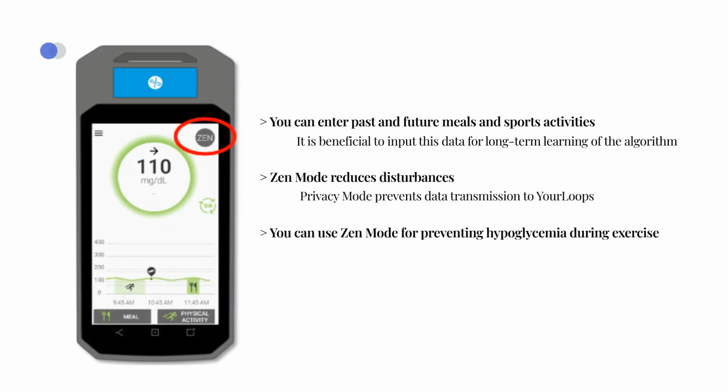If you didn't have a chance to announce your sporting activity in advance, you can use Zen mode to receive less insulin temporarily and prevent hypoglycemia during exercise. However, note that Zen mode won't suggest rescue carbohydrates when your blood glucose levels are borderline low during exercise, which are necessary to avoid hypoglycemia. Alternatively, using the activity mode will provide rescue carbohydrate suggestions.